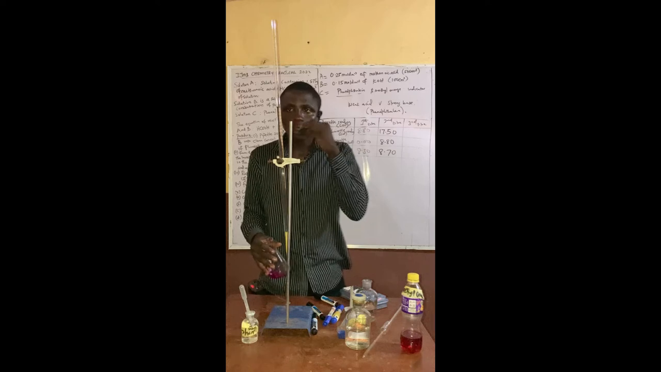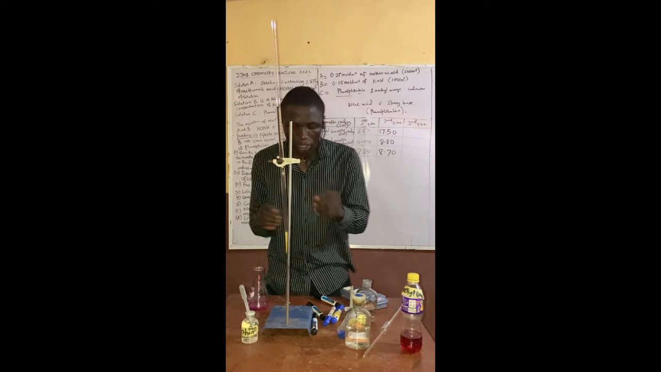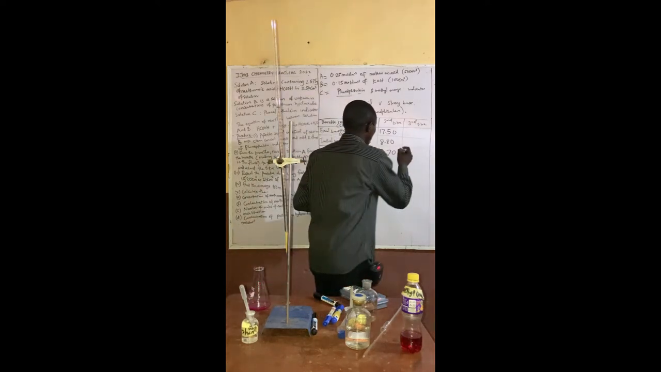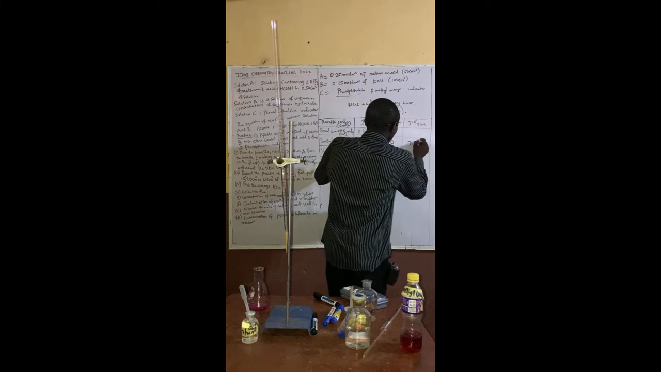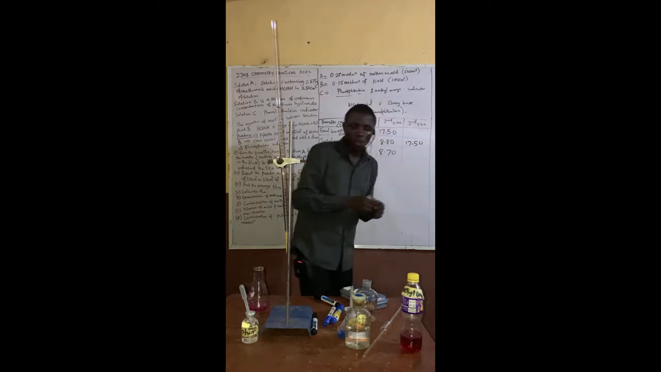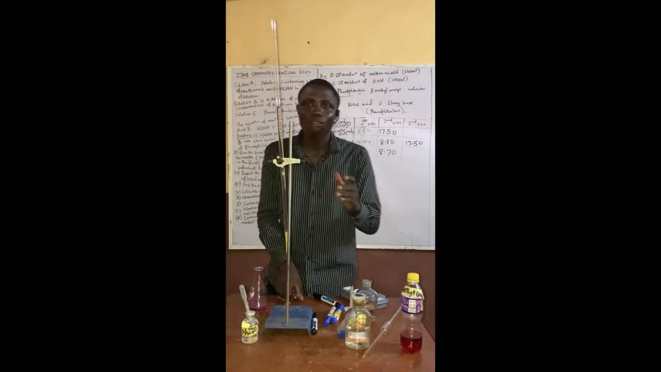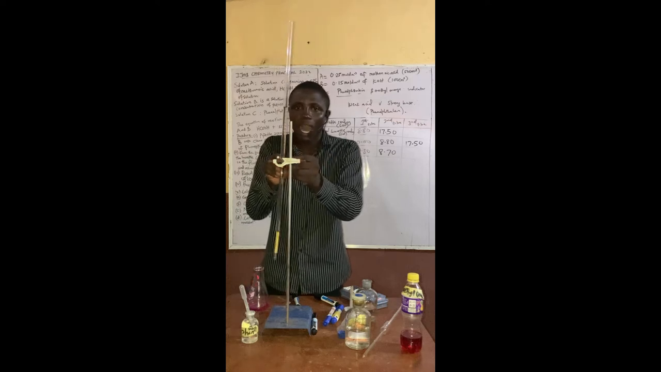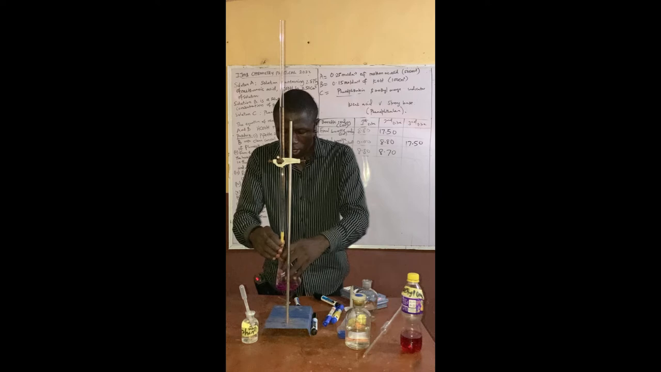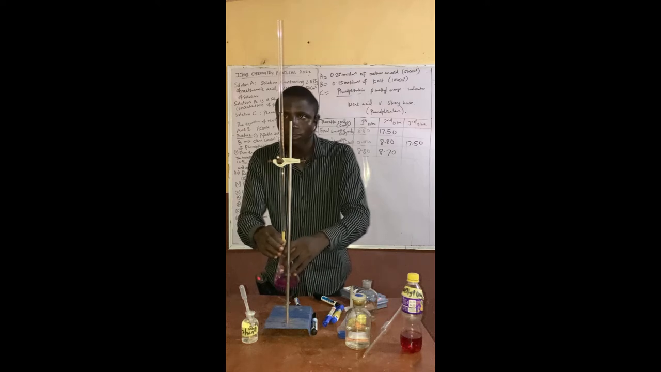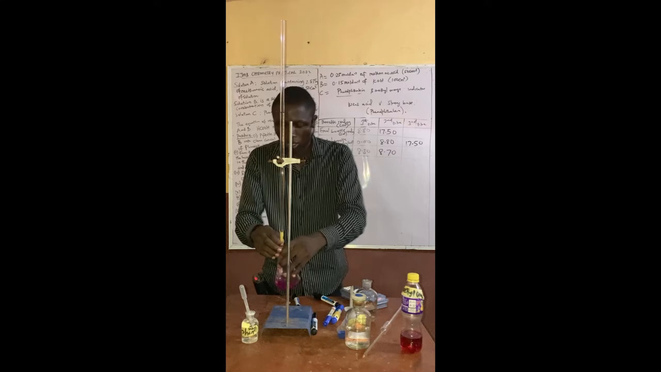So now where we are, we have 17 point what? 17. This one will have your initial 17.50 now. So you don't need to refill it again because we already have enough A that can carry out the third titration. So you just start to run now. So as you are running, you shake.